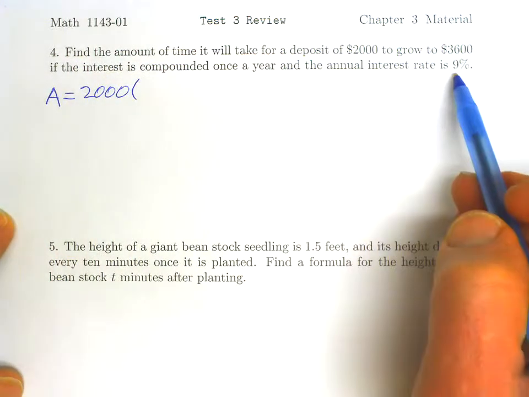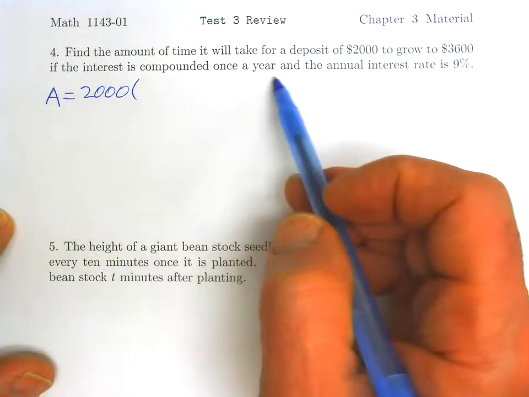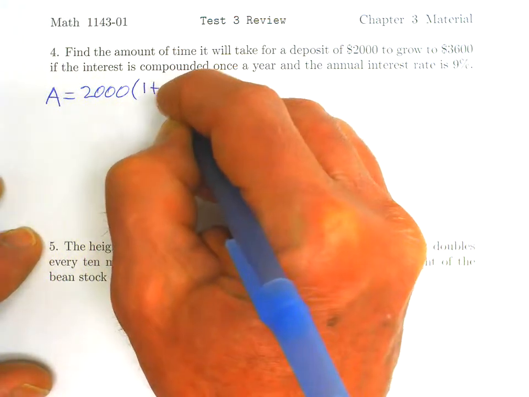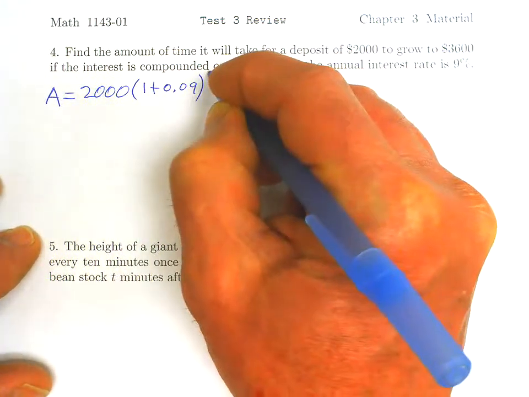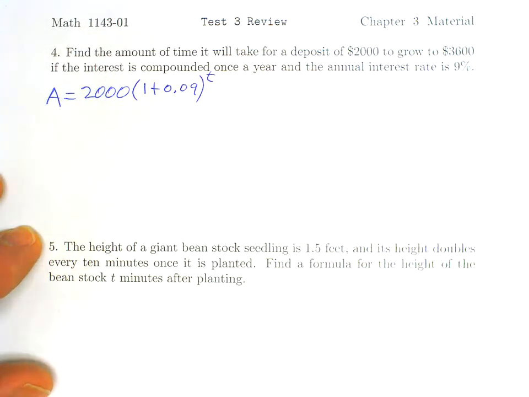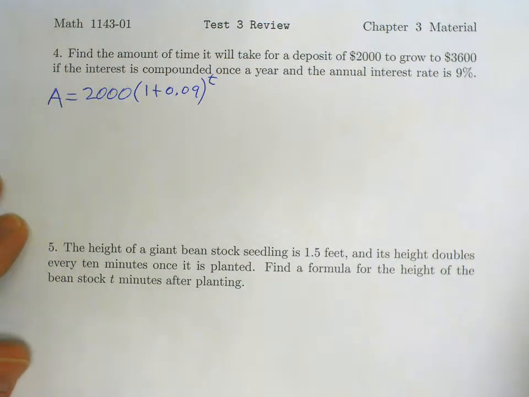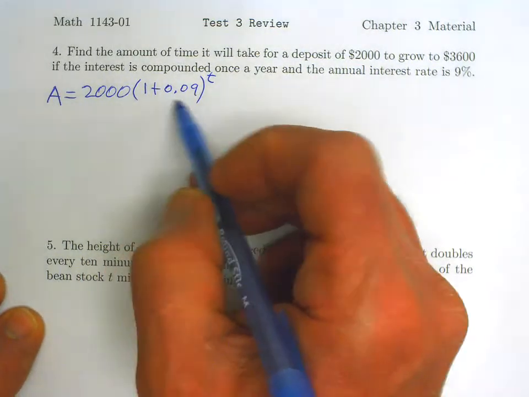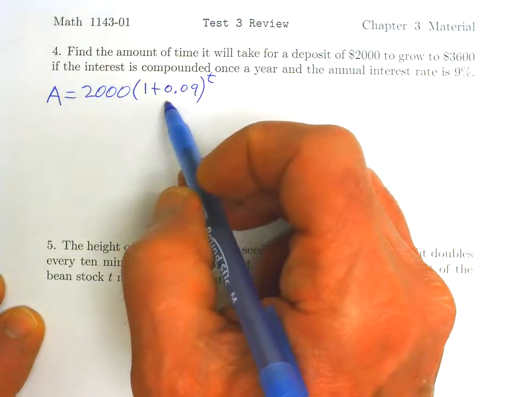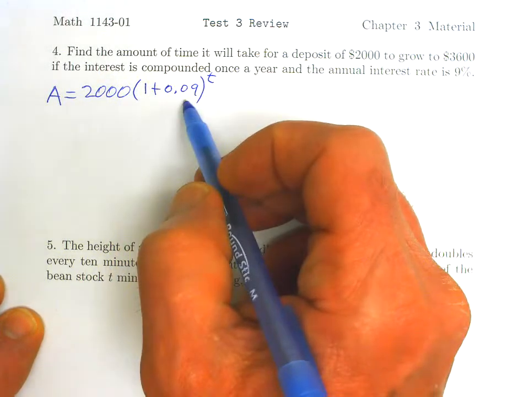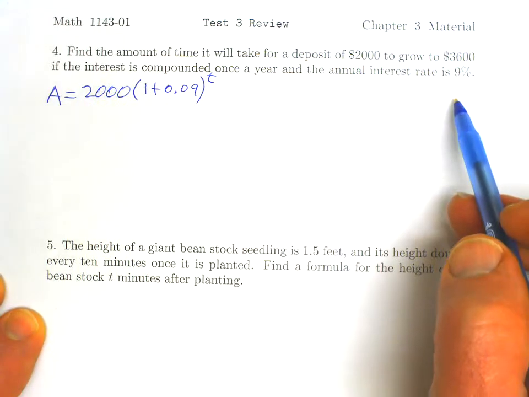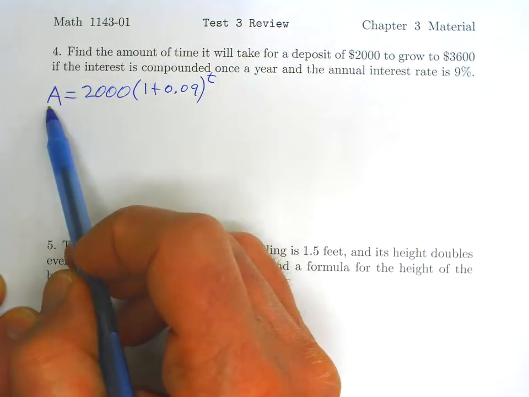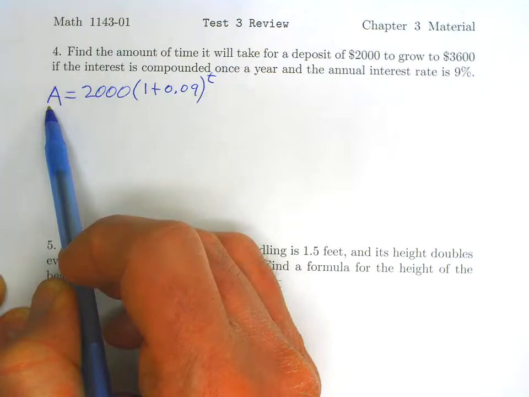The interest rate is 9% and it's compounded once a year. So it's 2,000 times the quantity 1 plus 0.09, and the exponent is just t, since the interest is compounded once a year. And we can simplify easily on the inside. We can write 1.09. I'll do that on the next step. Okay, but we want to determine how many years it takes for the value of the investment to be 3,600.